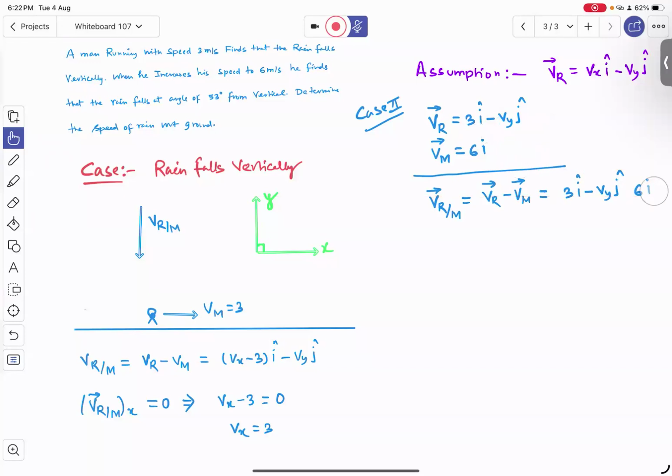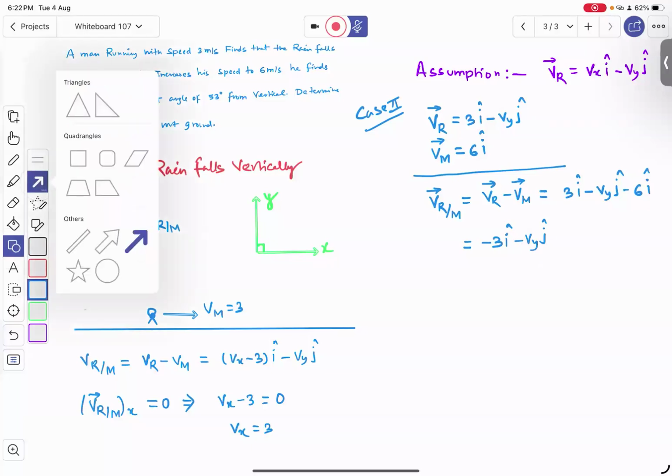And 3 i cap minus 6 i cap will give us minus 3 i cap. No? So the VRM vector, you see, is minus 3 i cap minus Vy j cap. Now if I ask you to draw this vector, what is the x component this vector has? Negative. What is the y component this vector has? Negative. So whatever this vector is, if I ask you to draw it graphically, can you draw it graphically?